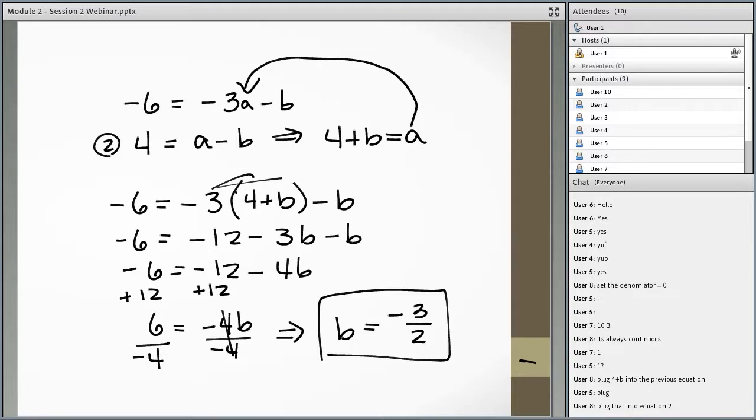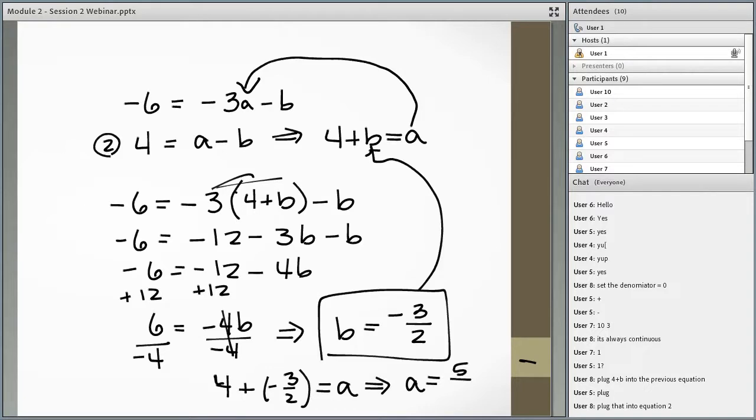Very good. You can plug it into equation 2. You could also plug it in where you've already solved for a. Either way, you're going to get the same answer. So I draw lots of arrows with these types of questions. I have 4 plus b, which is minus 3 over 2, equals a. So all I've done is plug in b for b in 4 plus b equals a. And I get a equals 5 over 2.